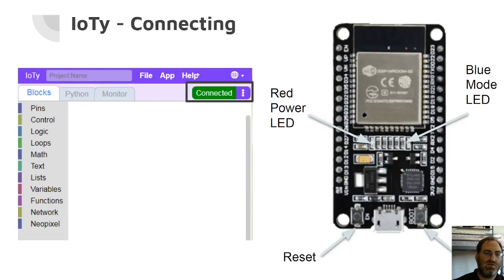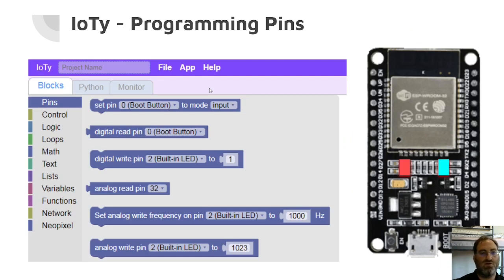Once you're connected, you'll have this green light. You can start programming your device. So we're going to be using, again, the block-based programming using the Blockly interface, and we'll be looking at pins first. Pins allow us to read and write input and output into all these pins on the outer edges of your controller. You have edges on both sides. There are pins on both sides.